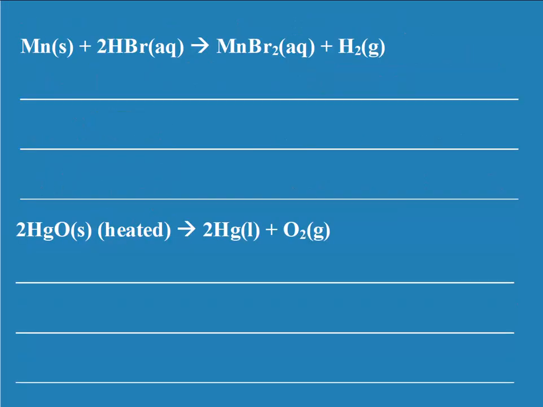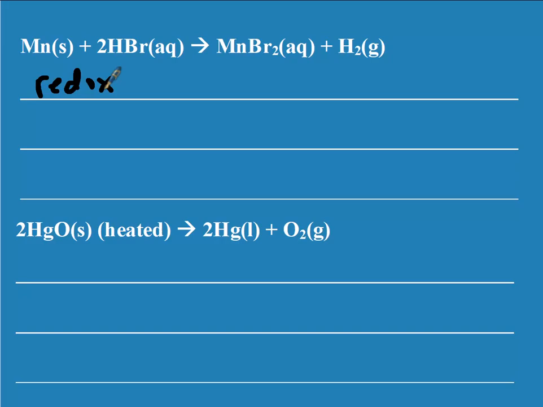So that top example, again, we don't have two aqueous, so it's not precipitation. It's not acid-base, so we do have a hydrogen, but that hydrogen isn't combining with manganese. Manganese is combining with bromine, so it can't be acid-base. So this must mean that it must be redox.